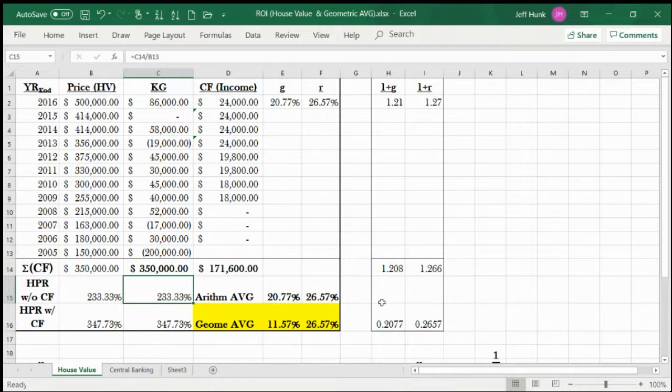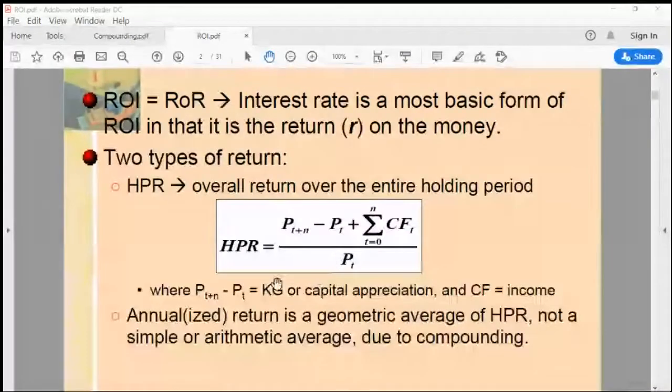Now, let me go back to the slide. What we just did was, this term was zero. In scenario one, this term is zero because we're not renting it out, so this term drops out. And then this was 350,000 and this was 150,000. So that was the holding period return.